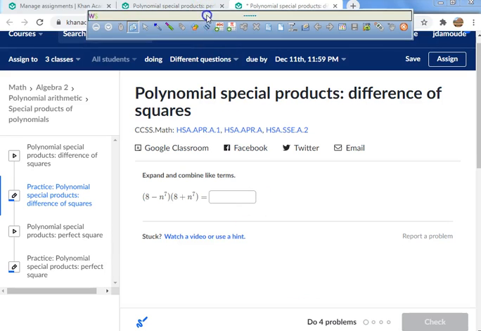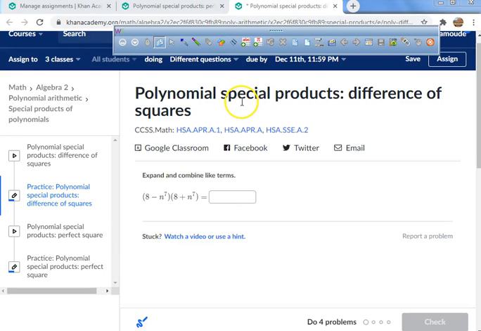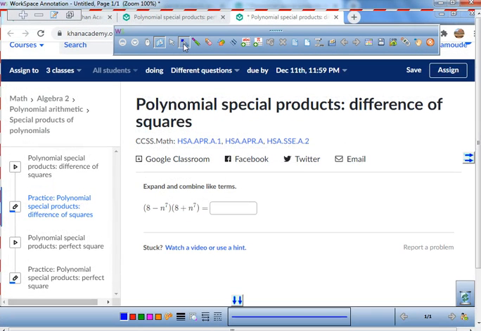All right, so today what we're going to be working on is called special products, called a difference of squares. A difference of squares. So please write these down in your journal. They're very, very easy. It's something you will see all the time.